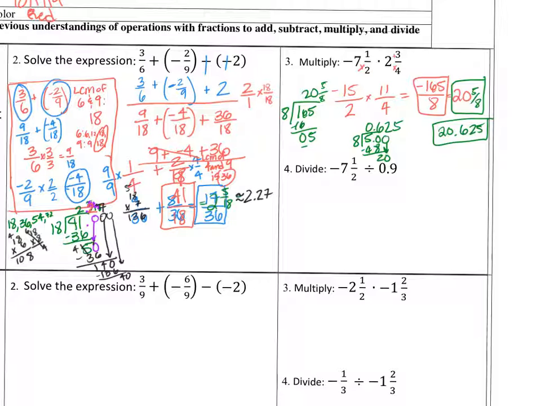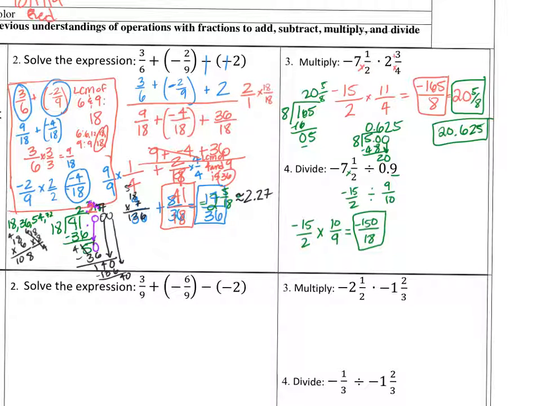Okay, divide negative 7 1/2 by 0.9. So I'm going to convert 0.9 into a fraction, and I know that 9 is in the tenths place, so that's just 9/10 divided into negative 7.5. So negative 7 times 2 is negative 14, plus 1 is negative 15 over 2. Some of you guys know how to do it this way. You'll do negative 15 over 2 times, and then you flip the fraction to 10/9, and then you get negative 150 over 18. I'll accept the improper fraction, that's fine. If you can reduce it, reduce it.